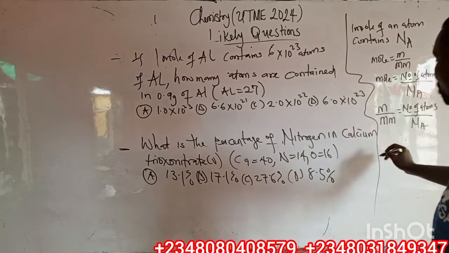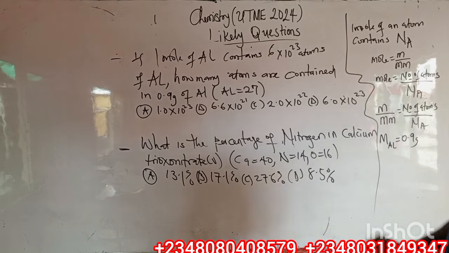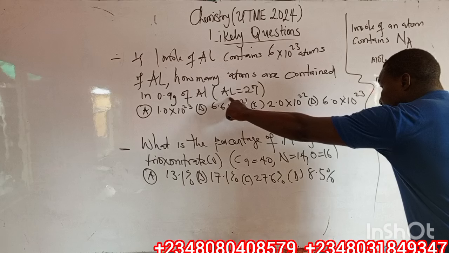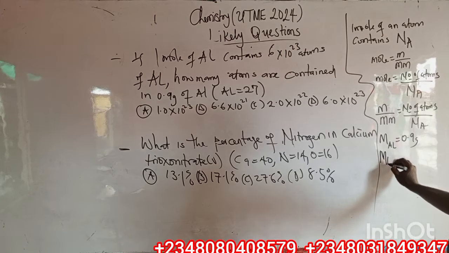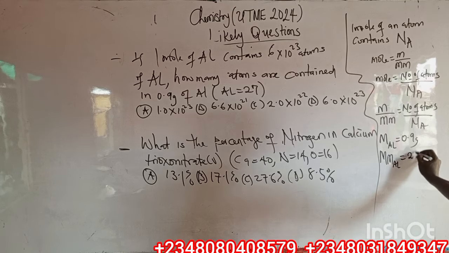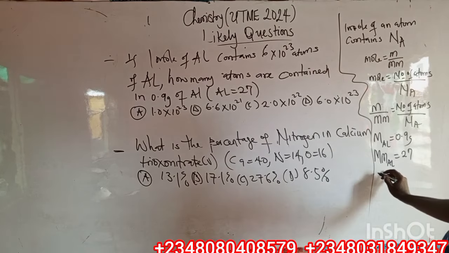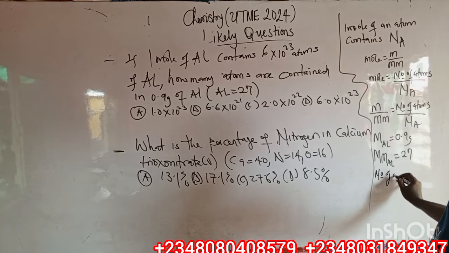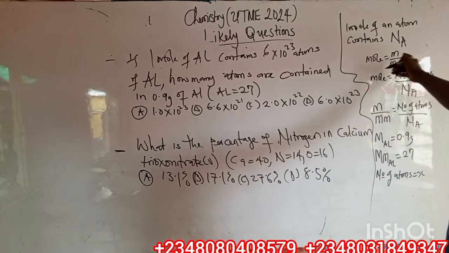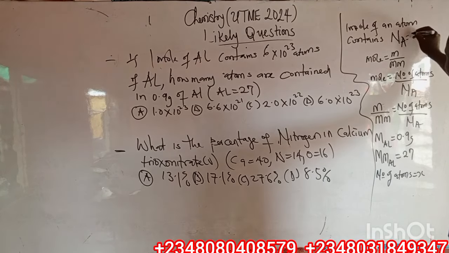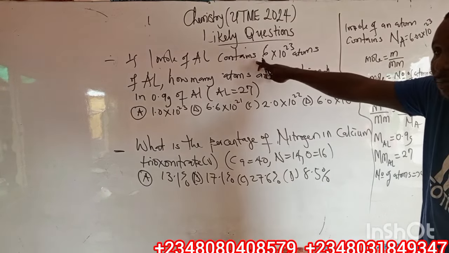That means the mass of aluminium has been given as 0.9 grams. Then the molar mass of aluminium, which should be taken as the mass number, is 27. Then they want you to calculate the number of atoms, which is unknown, X. Then Avogadro's constant is a constant, with the value 6.02 times 10 raised to the power 23 atoms. It has already been given.